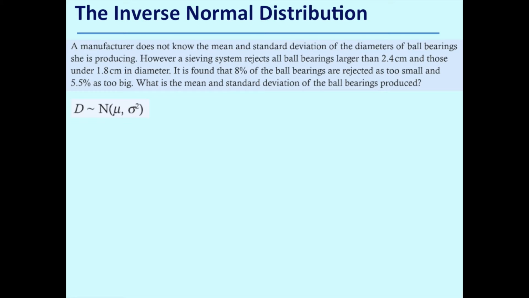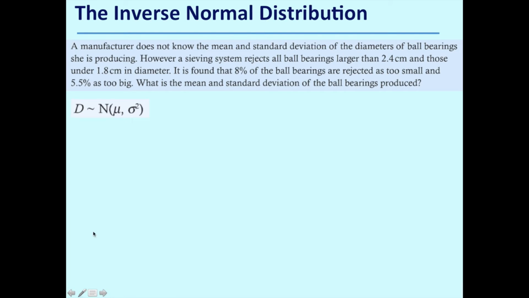Quite a challenging question here to have a look at just to finish. We've got a manufacturer who doesn't know the mean or the standard deviation of the diameters of ball bearings she is producing. However, a sieving system rejects all ball bearings larger than 2.4 centimetres and those under 1.8 centimetres in diameter. It's found that 8% of the ball bearings are rejected as too small and 5.5% as too big. What is the mean and the standard deviation of the ball bearings produced? So if you want, pause this, otherwise we'll have a look at this together.